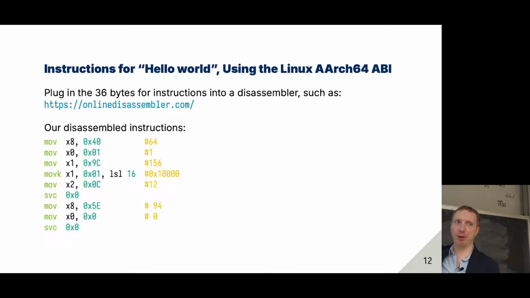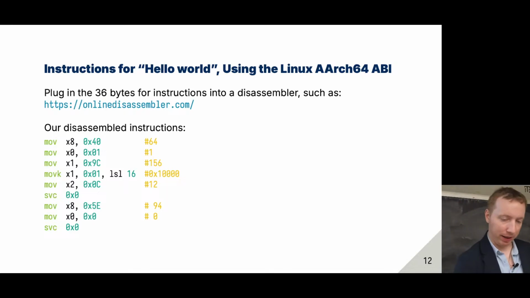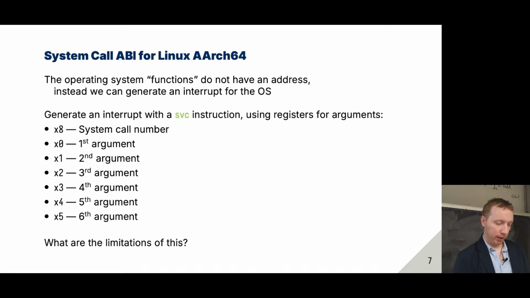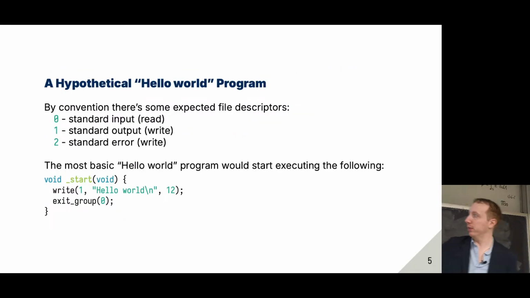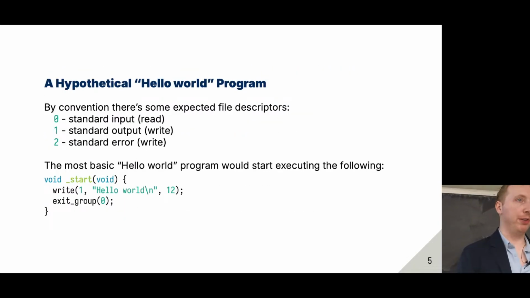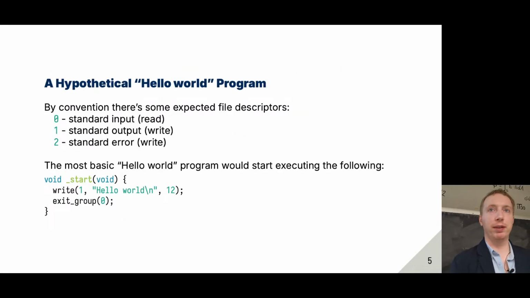Again, you don't really need to know this. It's essentially the same thing as we had before. It's essentially the body of that function, but just using the system call ABI and written out using assembly instructions.